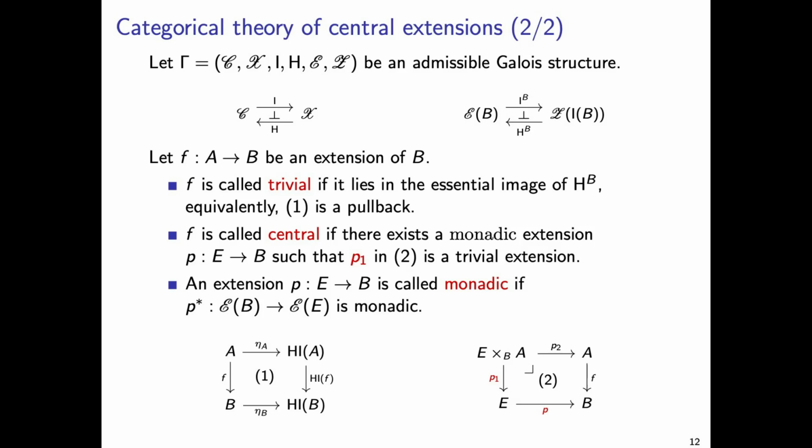So given such an admissible Galois structure, we define an extension F of B to be trivial if it lies in the essential image of this fully faithful functor H_B. And we extend this class a bit by defining an extension to be central if there exists a monadic extension p such that the pullback p^*(F) of F over p is a trivial extension. And here, an extension p is called monadic if the functor p^* that maps an extension to its pullback along p is monadic. And so here, this notion of central extension recovers exactly the notion of central extension of groups.